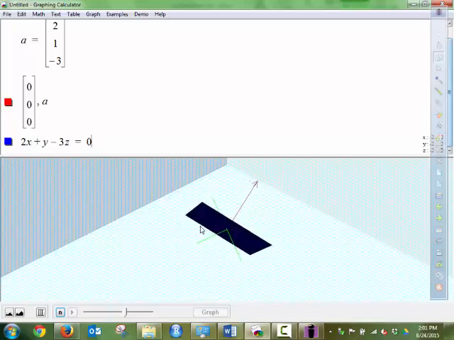All right, so that's how you get lines and planes. And again, you can get a plane in 4D also, or 5D, in higher dimensions just by using the same sort of technique.